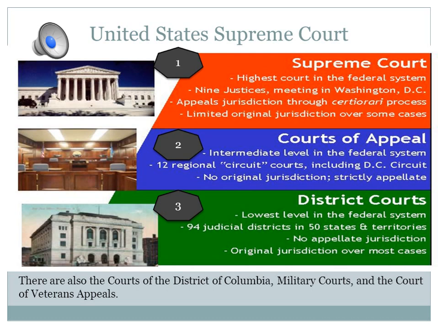After that, the third one is district courts. District courts are the lowest level in the federal system. There are 94 judicial district courts. Remember that map of California? We had 4 district courts in California. There are also the courts of the District of Columbia, and then there are also military courts to review military cases, and then the Court of Veterans Appeals.